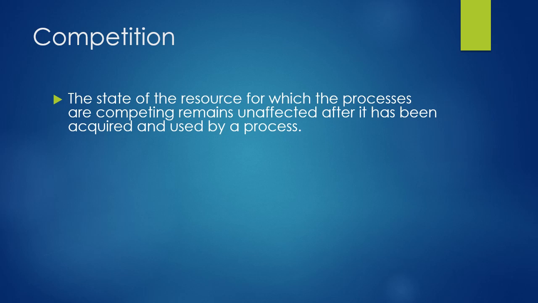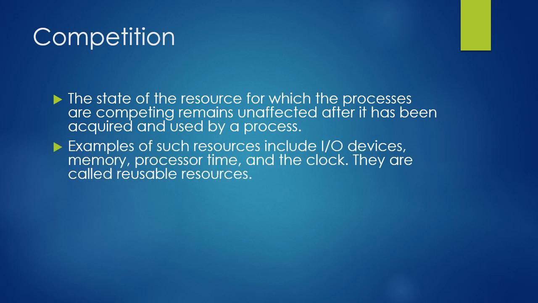The state of the resource for which the processes are competing remains unaffected after it has been acquired or used by a process. No matter how many people the doctor treats, at the end of the day he is unaffected, just a bit tired, but he still has two arms, two legs, and a wise brain. Examples of such resources include I/O devices, memory, processor time, and the clock. These resources are not changed by use. They are called reusable resources. The doctor is also a reusable resource.